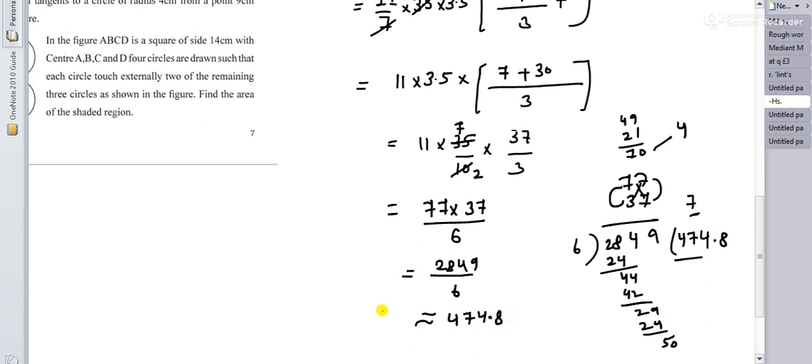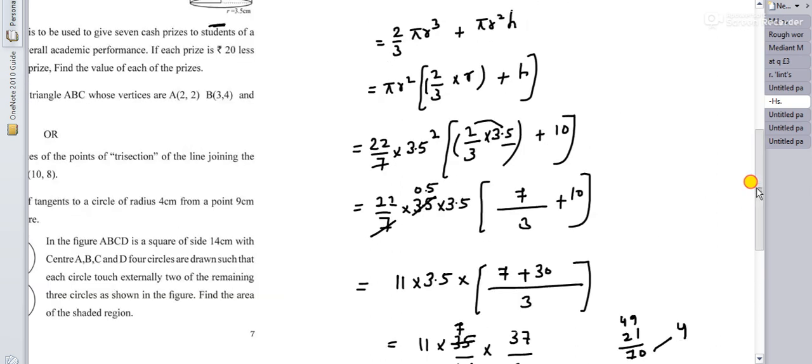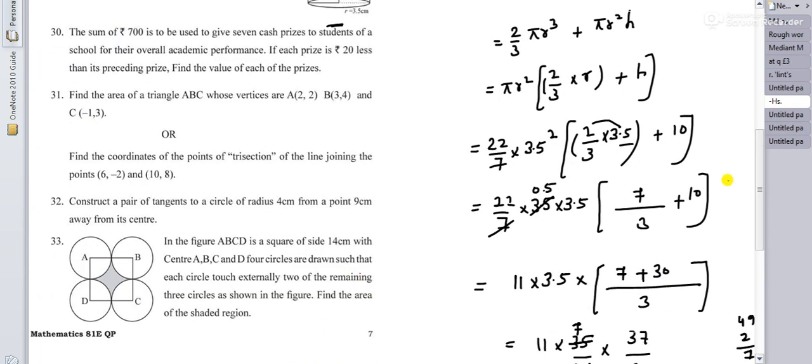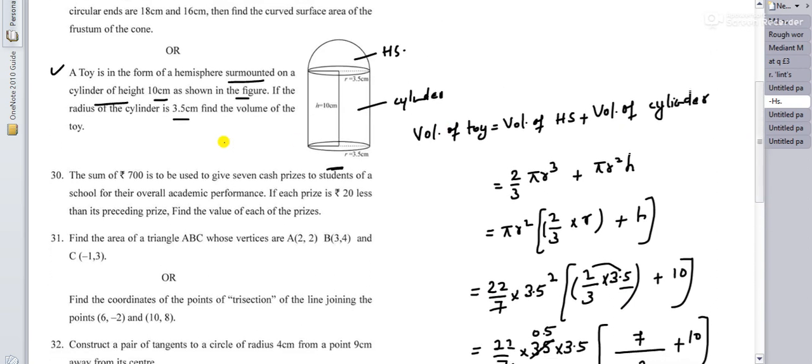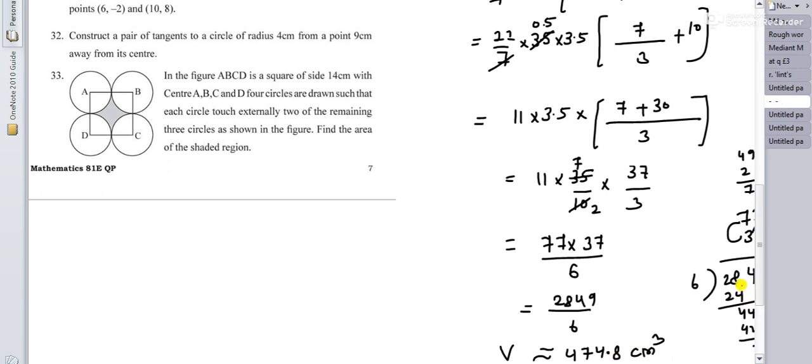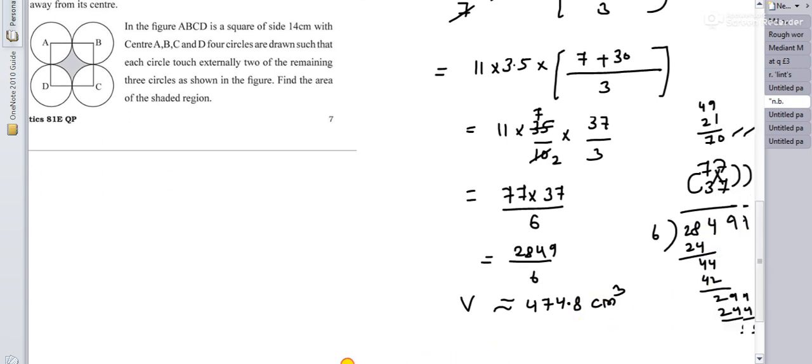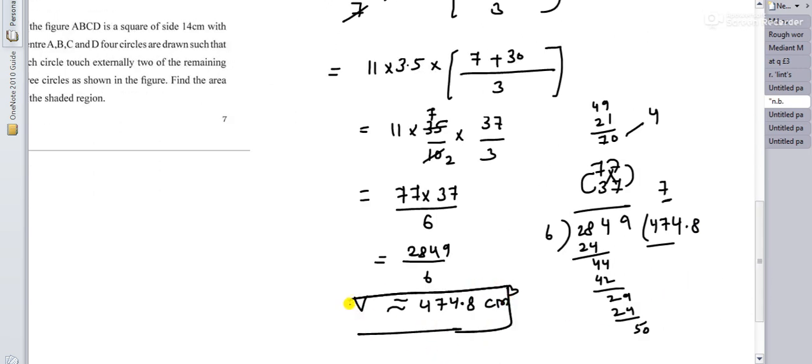474.8. Since it is volume, you have to write it in centimeter cube because they had given the radius and all in centimeter, right? Yes, it was in centimeter, therefore the final answer should be in centimeter cube. Okay, that is very important. So I hope it's clear. Now moving to the next question.